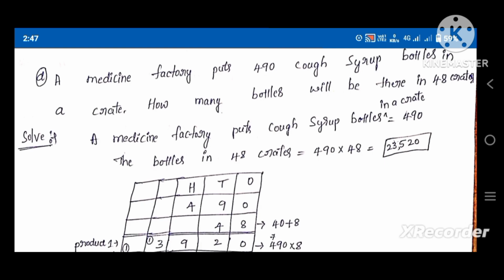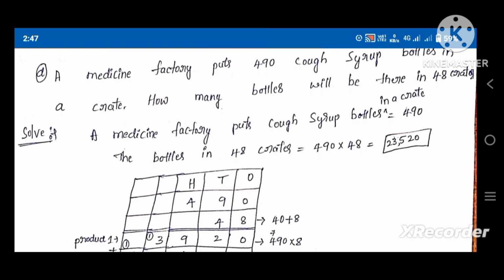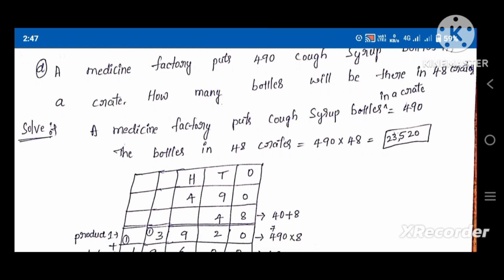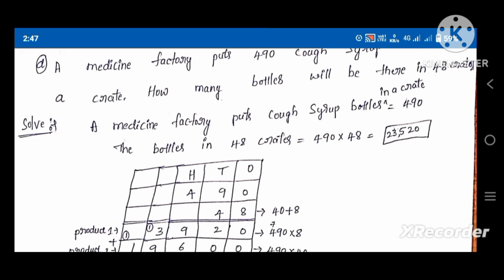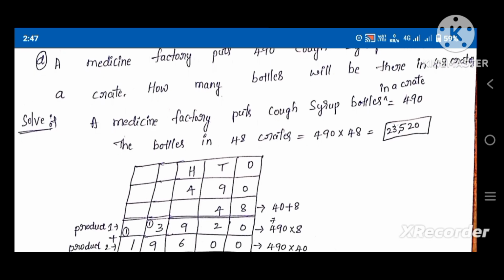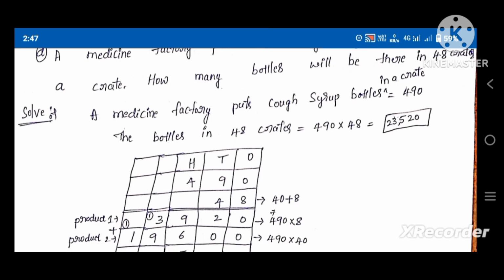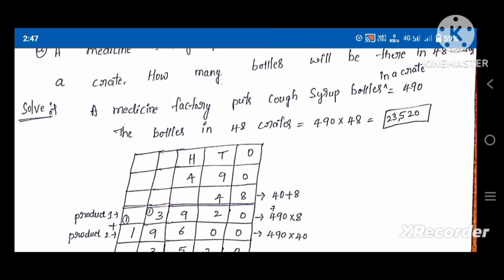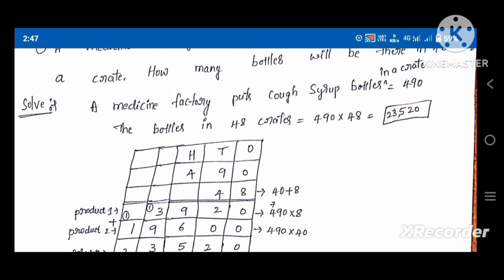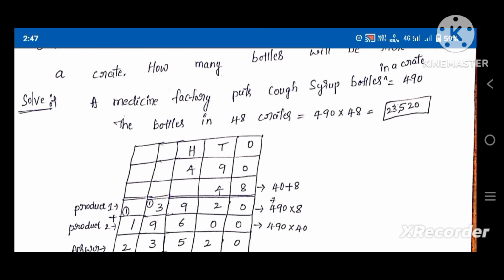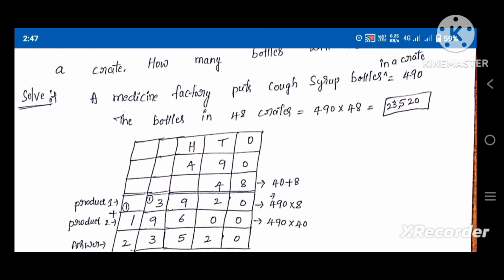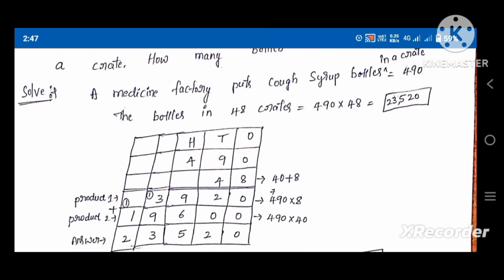Question number D. A medicine factory puts 490 cough syrup bottles in a crate. How many bottles will be there in 48 crates? Solve. A medicine factory puts cough syrup bottles in a crate is equal to 490. The bottles in 48 crates is equal to 490 into 48 is equal to 23,520.